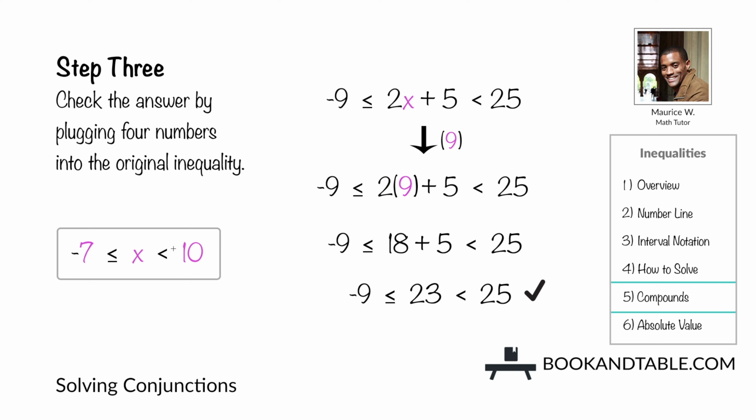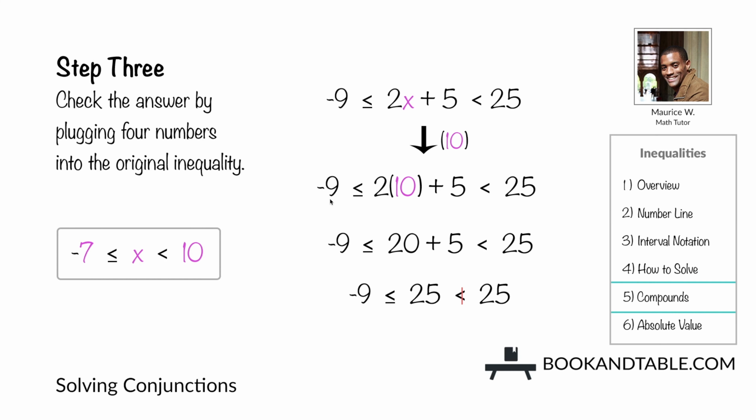And then to prove that 10 is our limit, we plug in 10. 2 times 10 is 20. 20 plus 5 is 25. And we see that x cannot equal 10 because when it does, we get a false statement. 25 is not less than 25. So by checking, we confirm that this is in fact correct. -7 is less than or equal to x, which is less than 10. So that is how you would solve conjunctions.